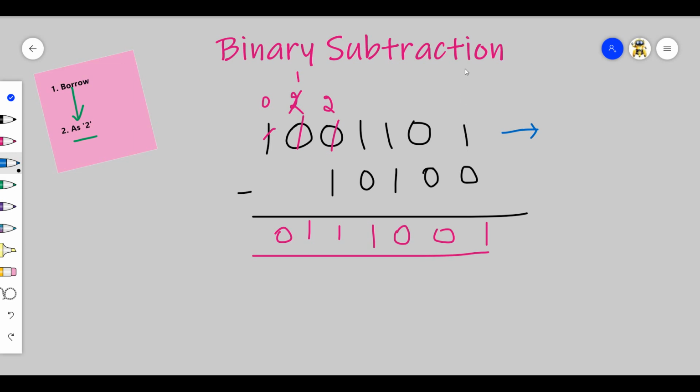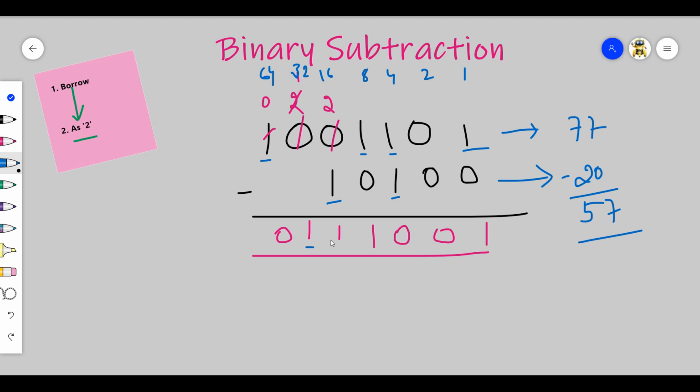So let me change into decimal, writing weights 1, 2, 4, 8, 16, 32 and 64. 64 plus 8 gives me 72. 72 plus 4 is 76, plus 1 is 77. And now here 16 plus 4 is 20, so 77 minus 20, so that gives me 57.